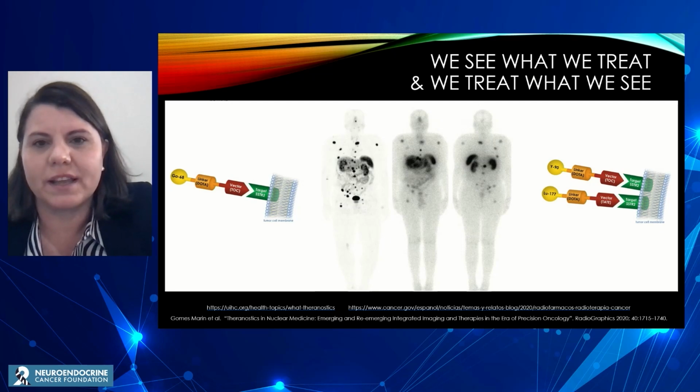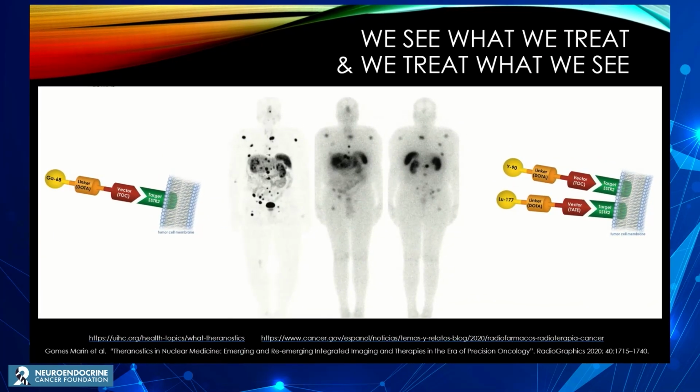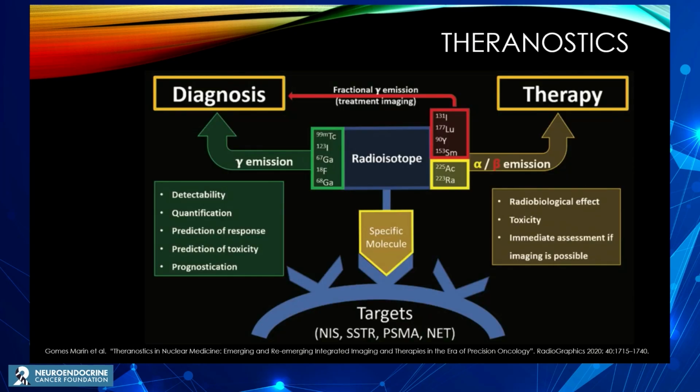On the left side, we can see a PET-CT, and on the right side, you can see a scintigraphy after the treatment with lutetium-177 dotatate. As you can see, the same black spots in the left image are the same as in the right image, and that's the meaning that we are treating what we see and seeing what we treat.